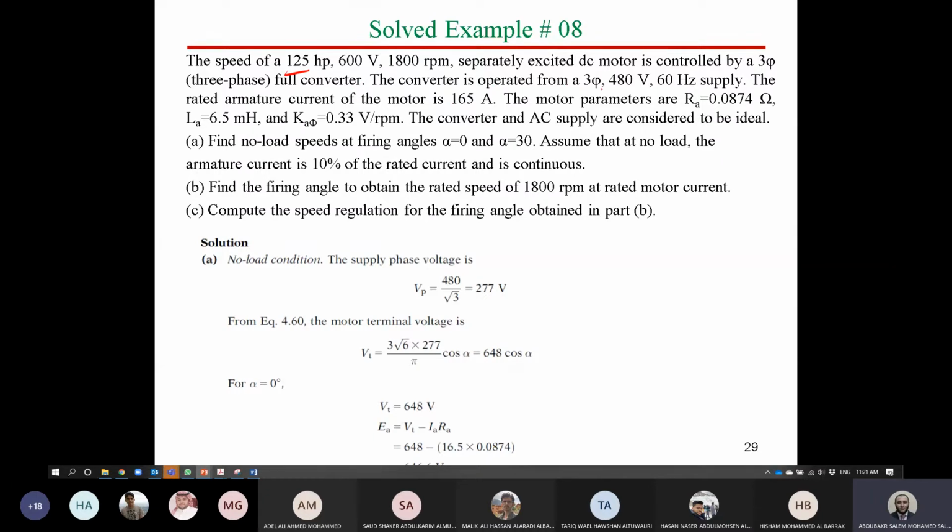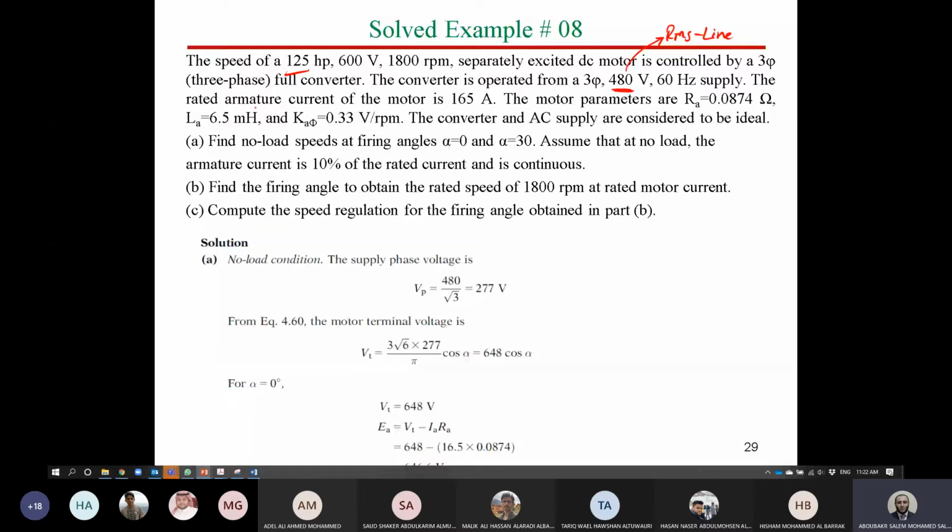The converter is operated from three phase 480. What is the 480 now? Is it phase or line, RMS or maximum? What is this value now? It's three phase RMS, but phase or line? Line. So this is line value. So if you need the phase value, which is already derived in the relation, you should divide by square root of 3. Okay, 60 hertz supply. This is all for the AC supply of the rectifier.